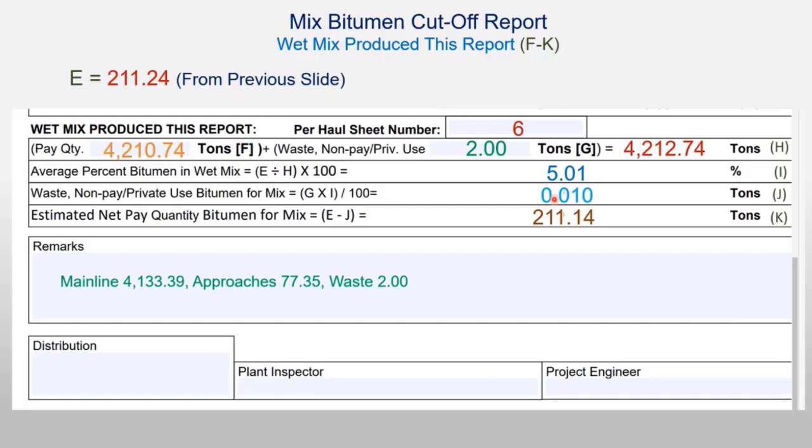Now we have to figure out the waste, though. We don't want to pay for the oil that's in the waste. There's a calculation here to figure out the actual binder that's in the waste, and we subtract that from this 211.24. So this is what we actually pay the contractor. We're going to pay them this many tons at whatever the bid price was for the oil. That's what you get out of a cutoff report.